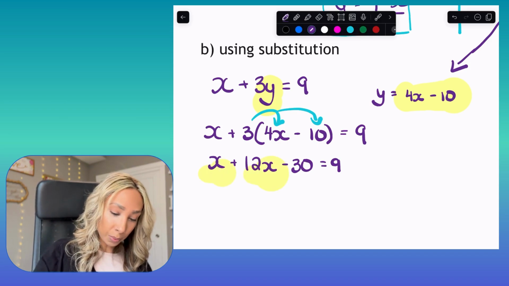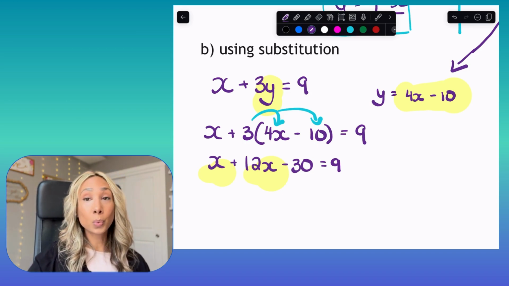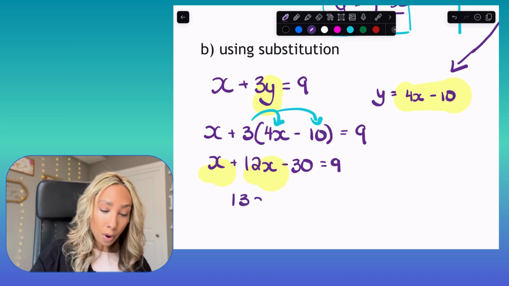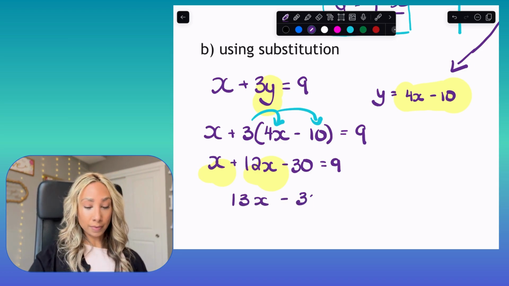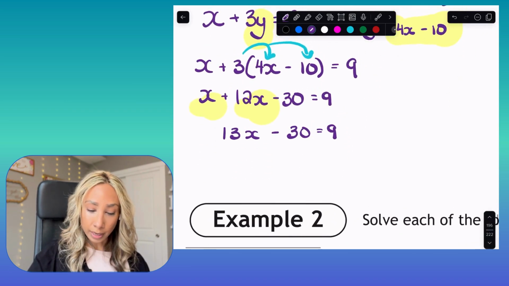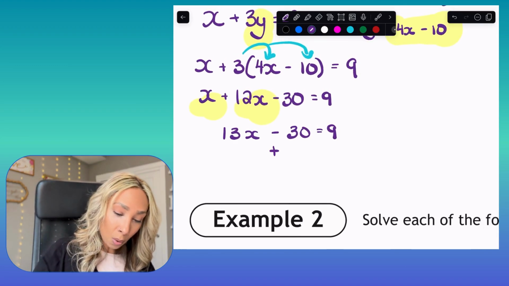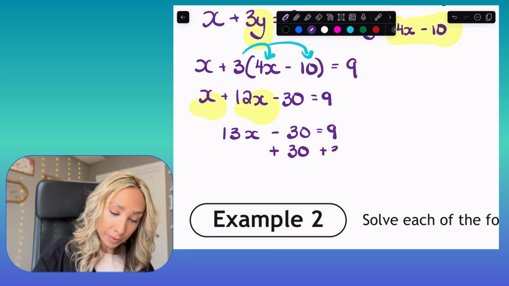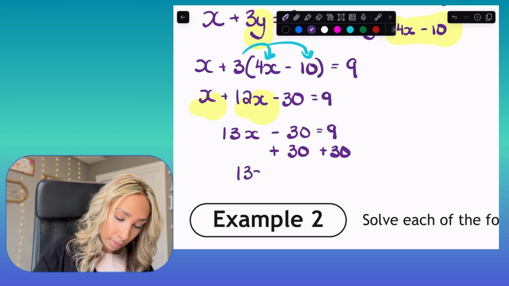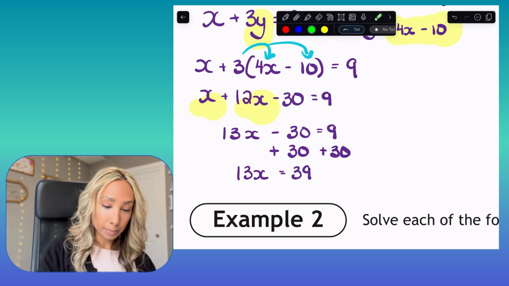And then as we go through it, I can see I've got an x here and an x here. We can combine those, so we're going to use our like terms. 1x plus 12x is going to give us 13x minus 30 equals 9. Again, we want to get x alone. So I'm going to add a positive 30 to both sides. That's going to give me 13x is equal to 39.